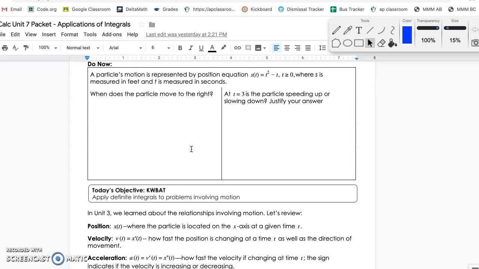So what we need to do first thing is find the velocity. So we know velocity is the same thing as the derivative of position. So we're going to say s prime of t equals v of t. So the derivative of position equals velocity, which equals the derivative of this, which will be 2t minus 1.